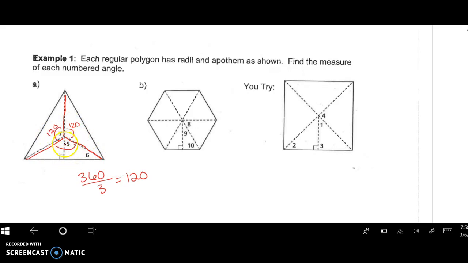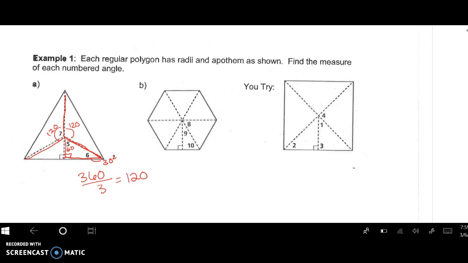5 is indeed half of 120 because that's an isosceles triangle. So it'll be the angle bisector in an isosceles triangle, which is also the altitude and the perpendicular bisector for that matter. And then you have a 30, 60, 90. So angle 6 would be 30 degrees.